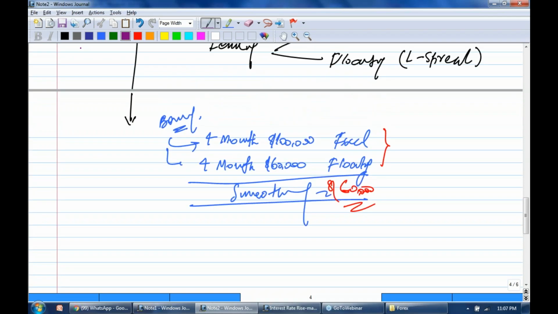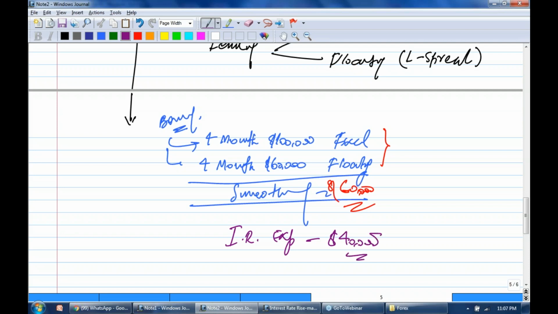Smoothing is not 40. The common amount is the smoothing. So net exposure, smoothing 60,000 and interest rate exposure become 40,000. Now 40,000 need to hedge.